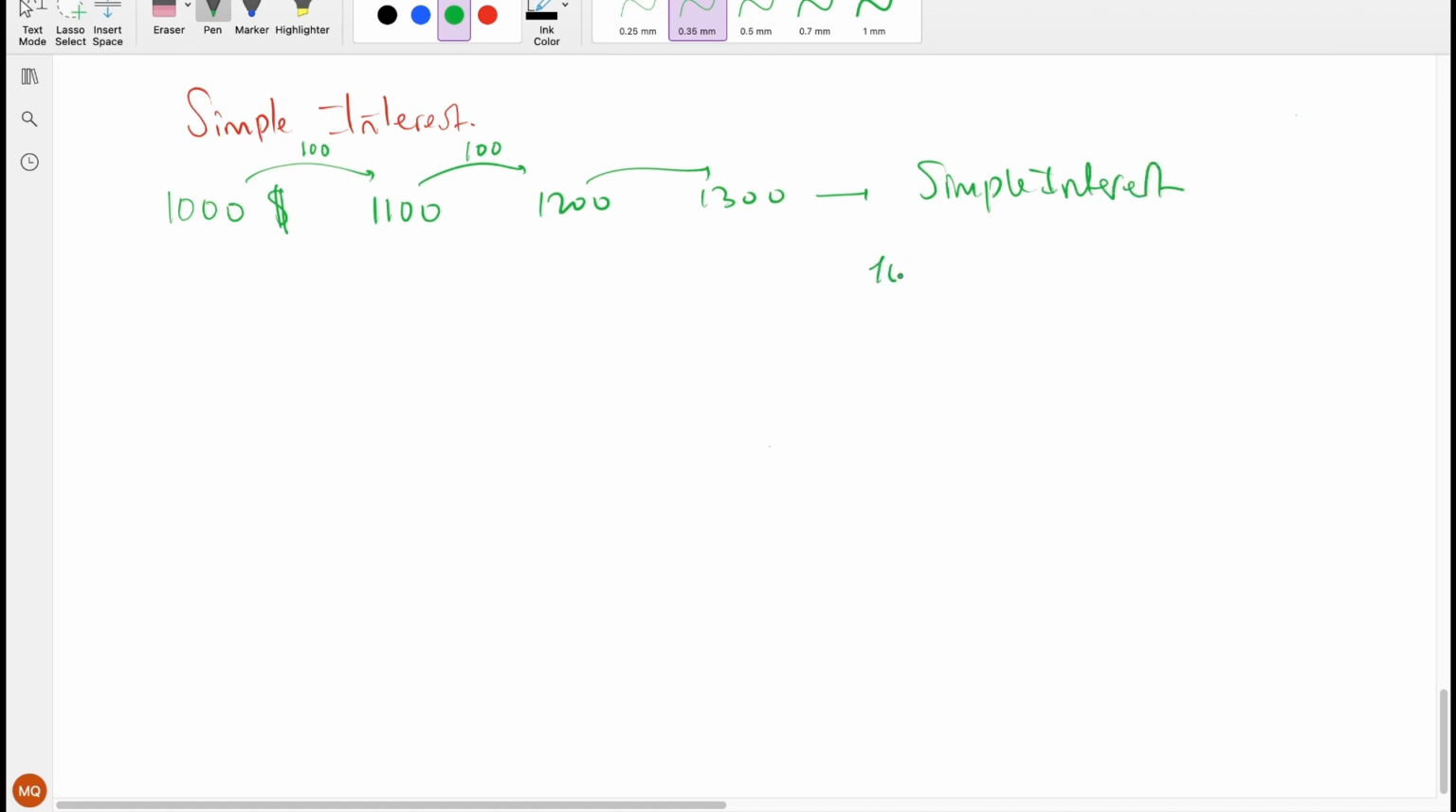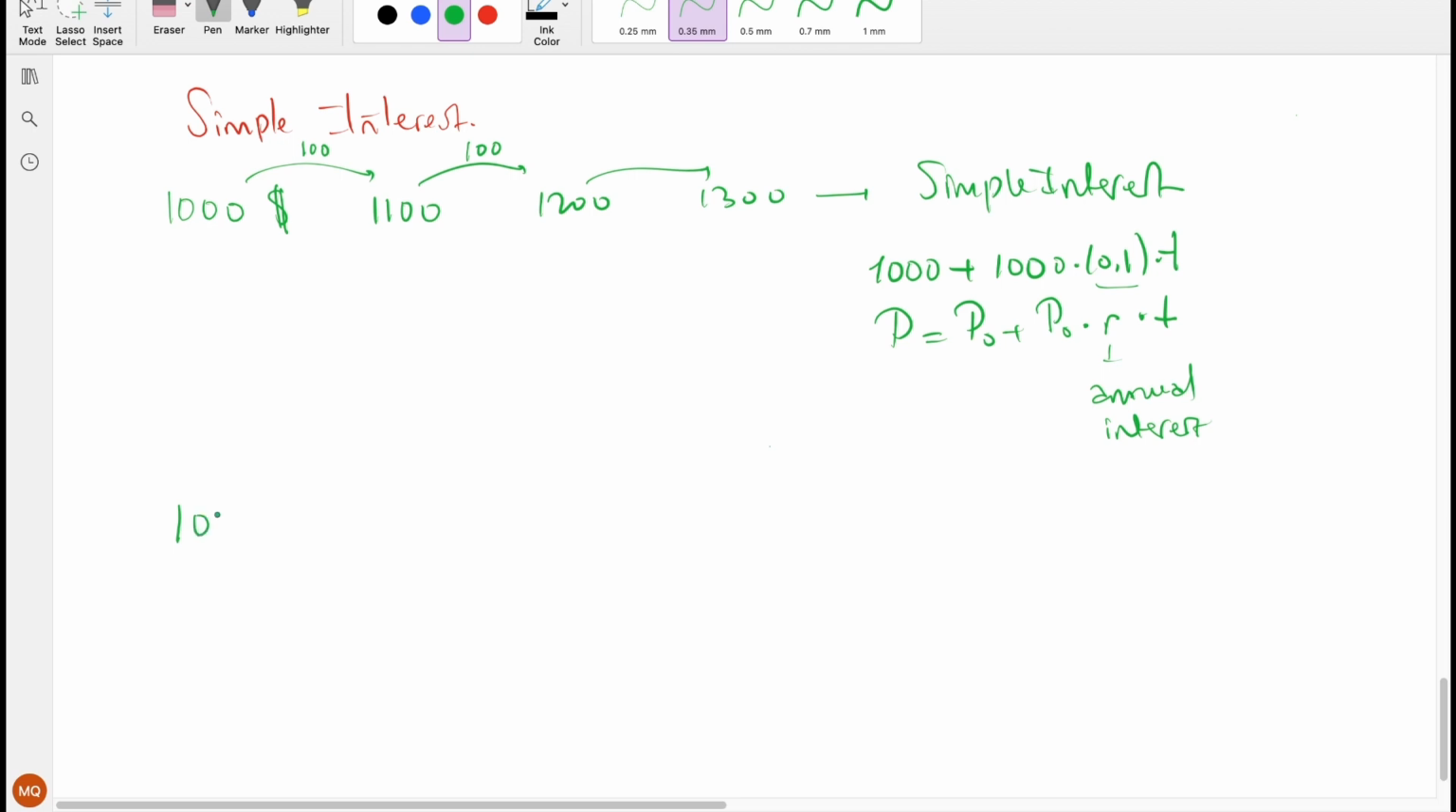It is like this: 1,000 plus 1,000 multiplied by 0.1 multiplied by number of years, or we can write P is equal to P0 plus P0 multiplied by this one, annual interest R, and T number of years.